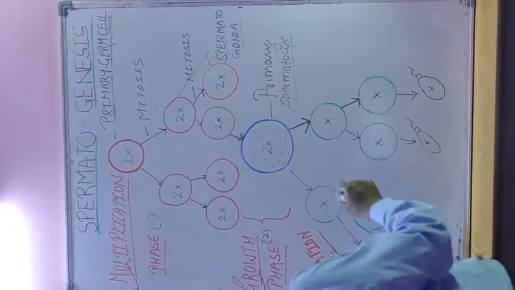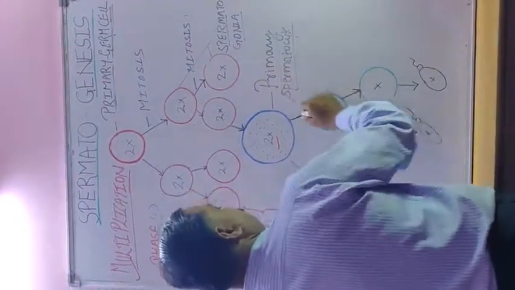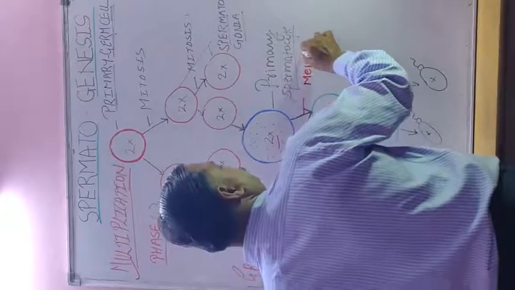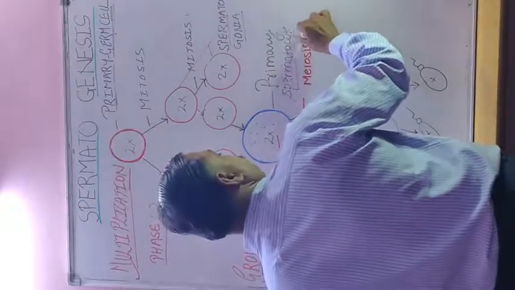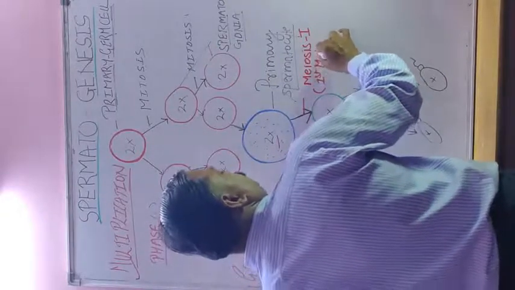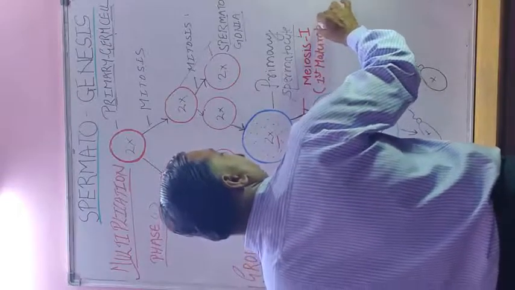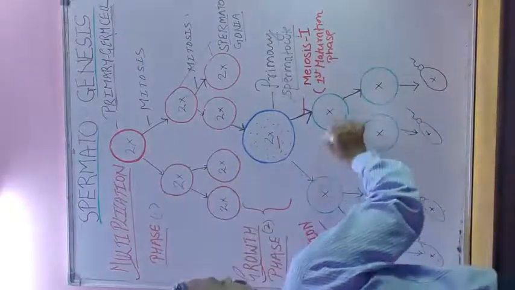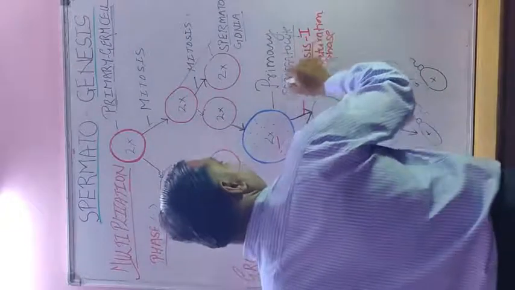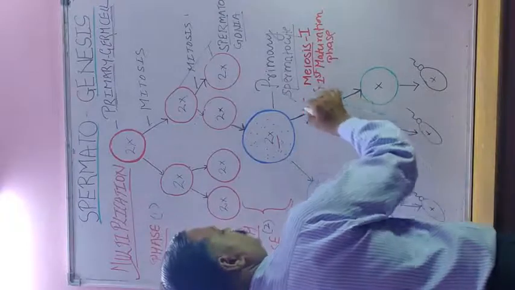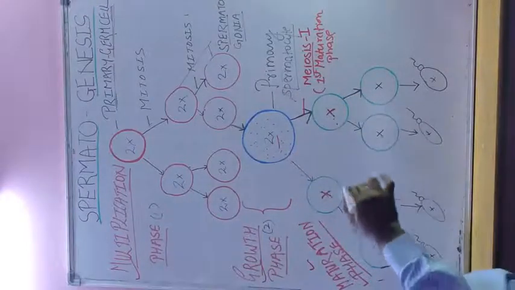In the maturation phase, student, this primary spermatocyte will divide by meiosis first. Meiosis 1, that is the first maturation phase, and will produce 2 daughter cells. Because it is meiosis division in the primary spermatocyte, remember a very important point: the number of chromosomes reduces to half. Meiosis means reductional division. So the number of chromosomes reduces to half.